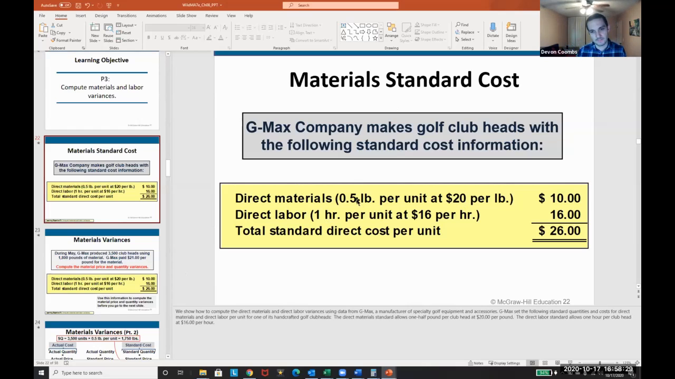You should see 0.5 pounds. That should be our standard per unit at $20 per pound. That's our standard cost. This is our standard quantity. Here's our standard quantity for labor. Here's our standard cost for labor. This is our total standard cost.